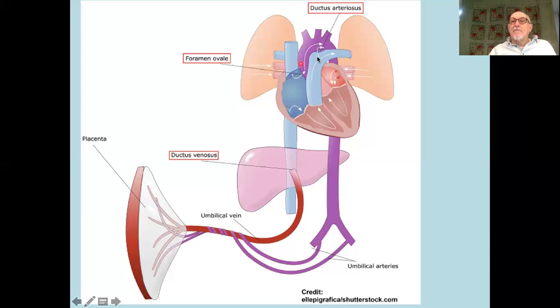All of this converts at birth. The whole system converts to a closed circulatory system. All of these connections are closed off, and we have the mature circulatory systems, the cardiopulmonary circulatory and the systemic circulatory systems complete.